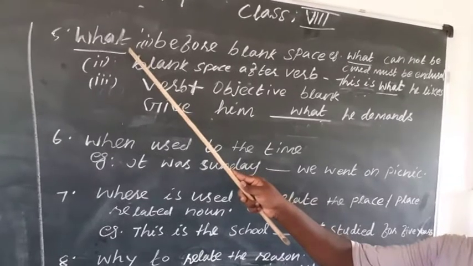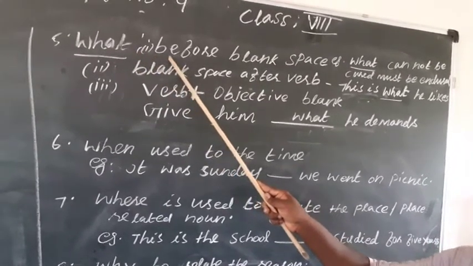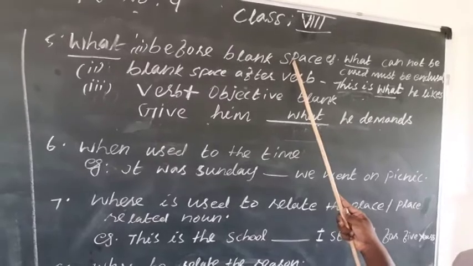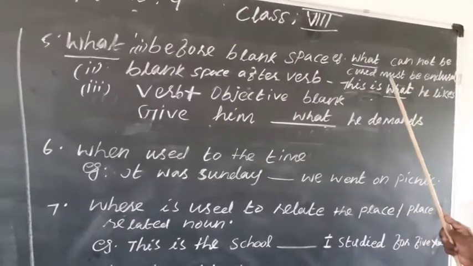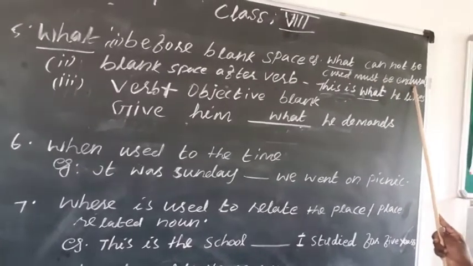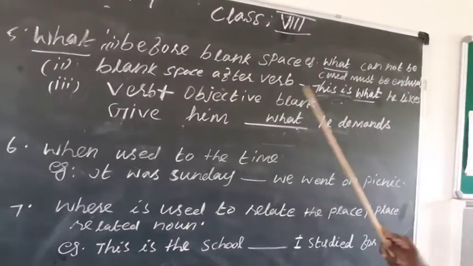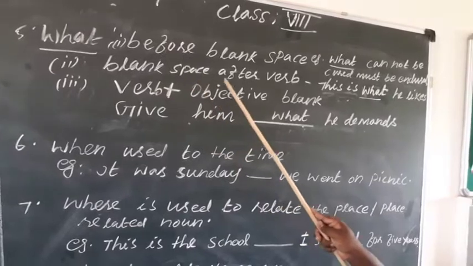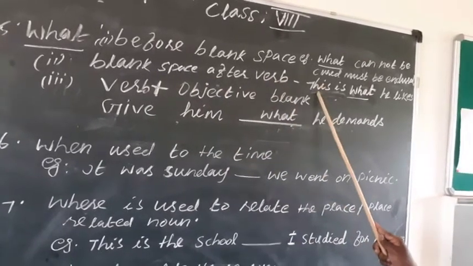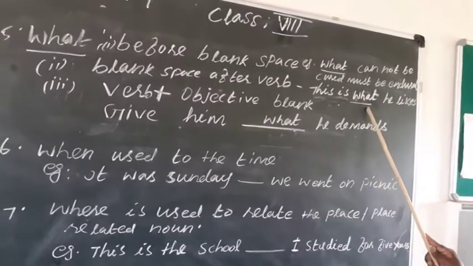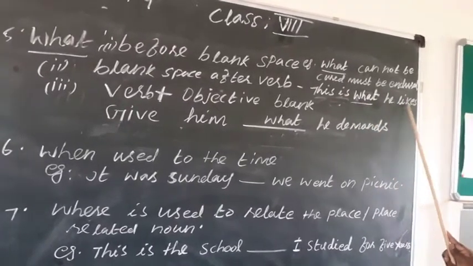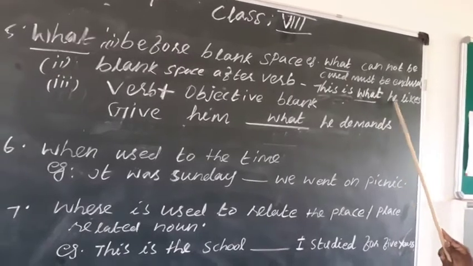And the third, we have the example of what. There are 3 patterns to be followed. When there is no word before the blank space, for example, what cannot be cured must be endured. And the second, when there is a blank space after the verb, for example, this is a verb, after that you have a blank space. So, this is what he likes.